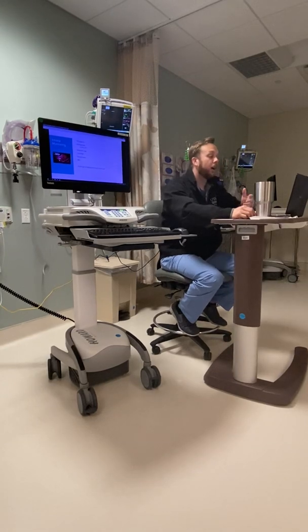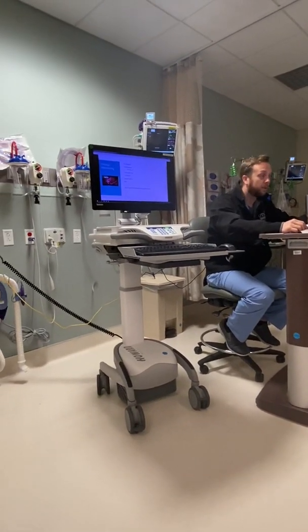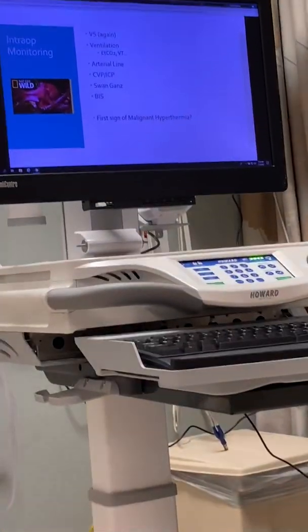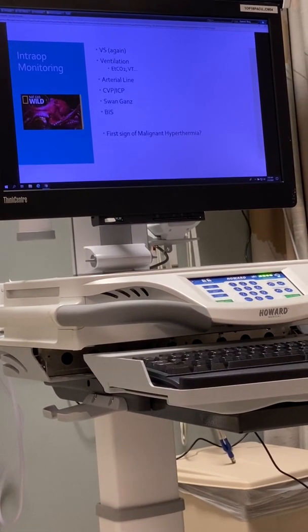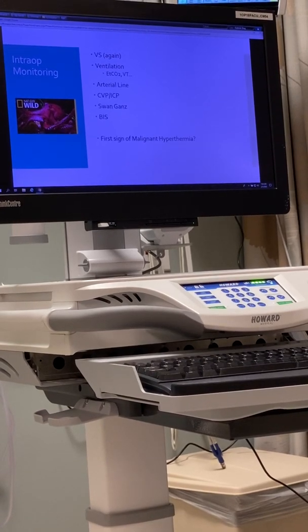Okay. Intra-op, we're looking at vital signs, again, ventilation, end tidal CO2, we talked about that, tidal volumes. What's your ideal tidal volume for a patient? Does anyone know? How much air should you be shoving in their lungs? 1,000 milliliters? No, 6 to 8 milliliters per kilogram, ideally, okay?